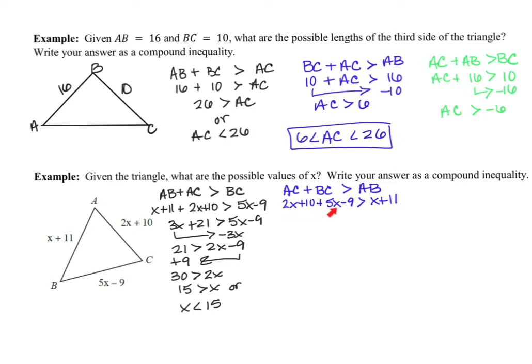Now we have to solve this inequality first by combining like terms. So 2x and 5x, that's going to give me 7x, and then we have 10 and negative 9, so 10 minus 9 is 1. That has to be greater than x plus 11. So I'm going to subtract this x over. That will give me 6x plus 1 is greater than 11.